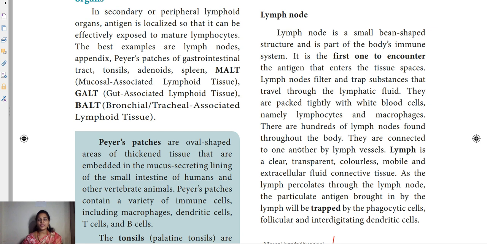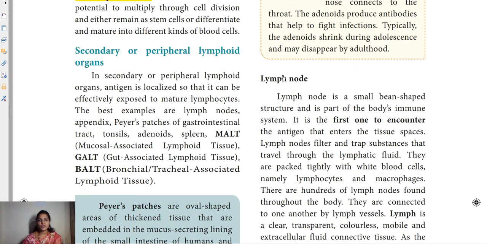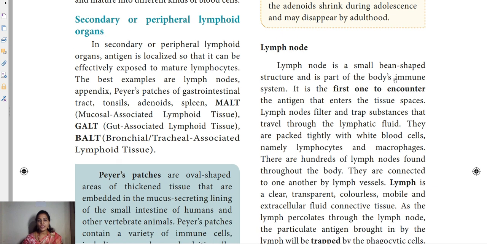Hi everyone. In today's class, we are going to discuss one important topic, that is the lymph node. The lymph node is involved in our immune system, playing a major role in giving immune power. We are discussing the immune system, right? So now, how do we get the immune power?